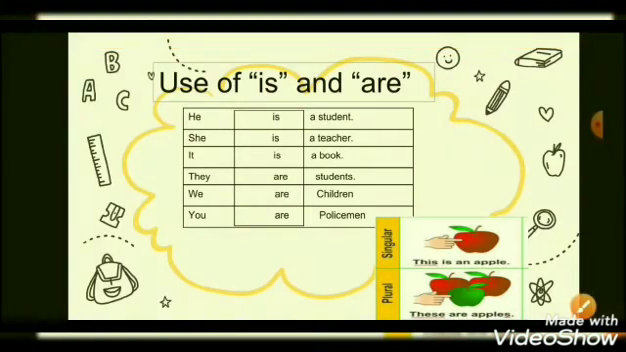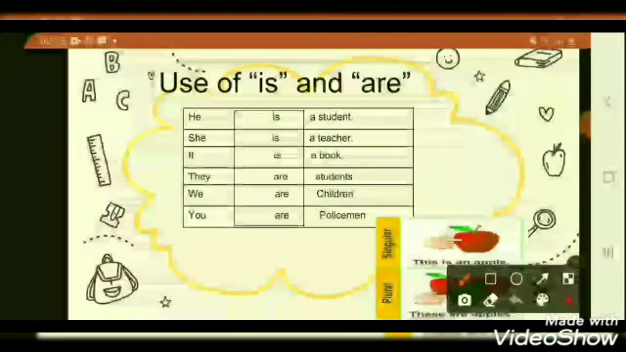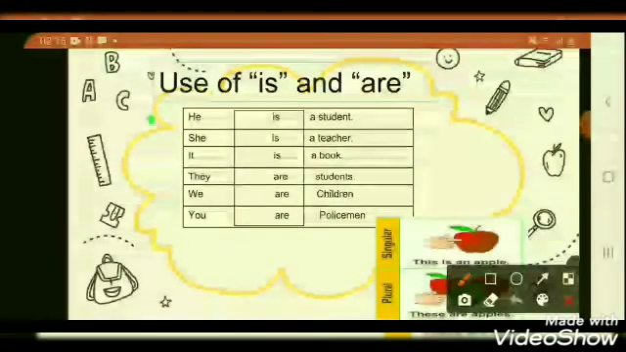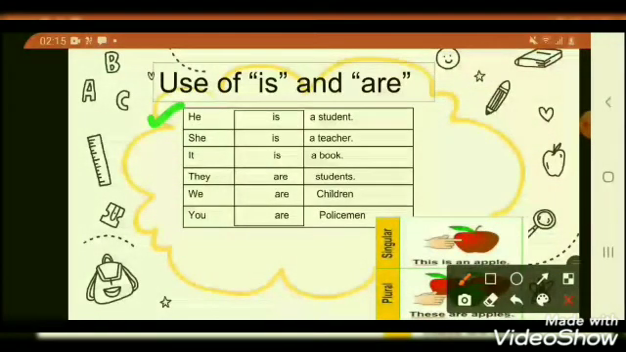Now look at here. When we have he in the sentence, we use is. He is a student. And when we have she in a sentence, we use is. She is a teacher. When we have it in a sentence, we use is.